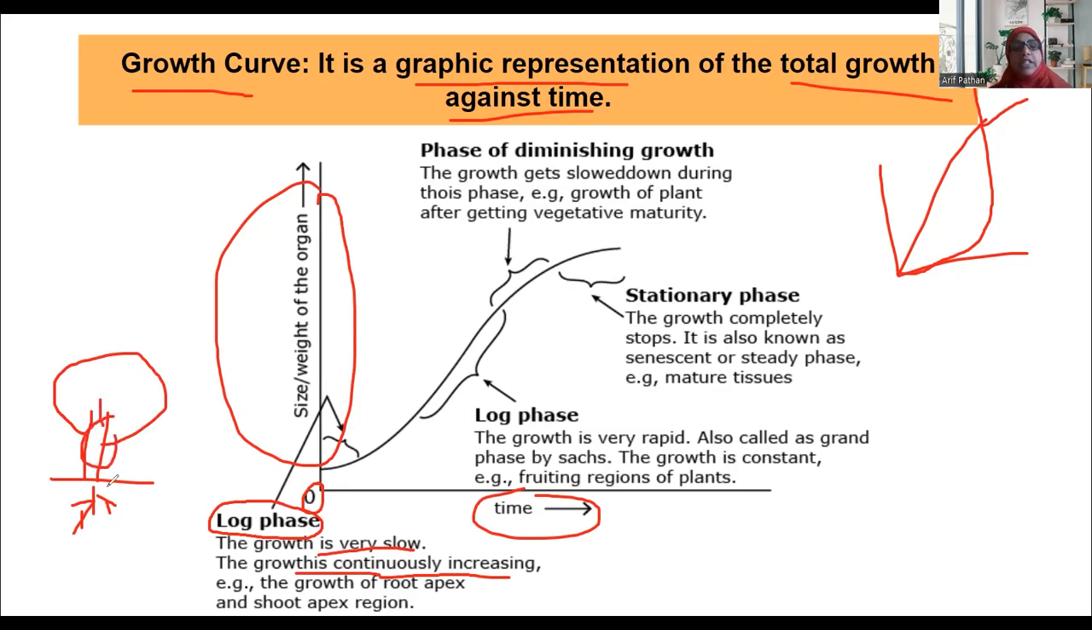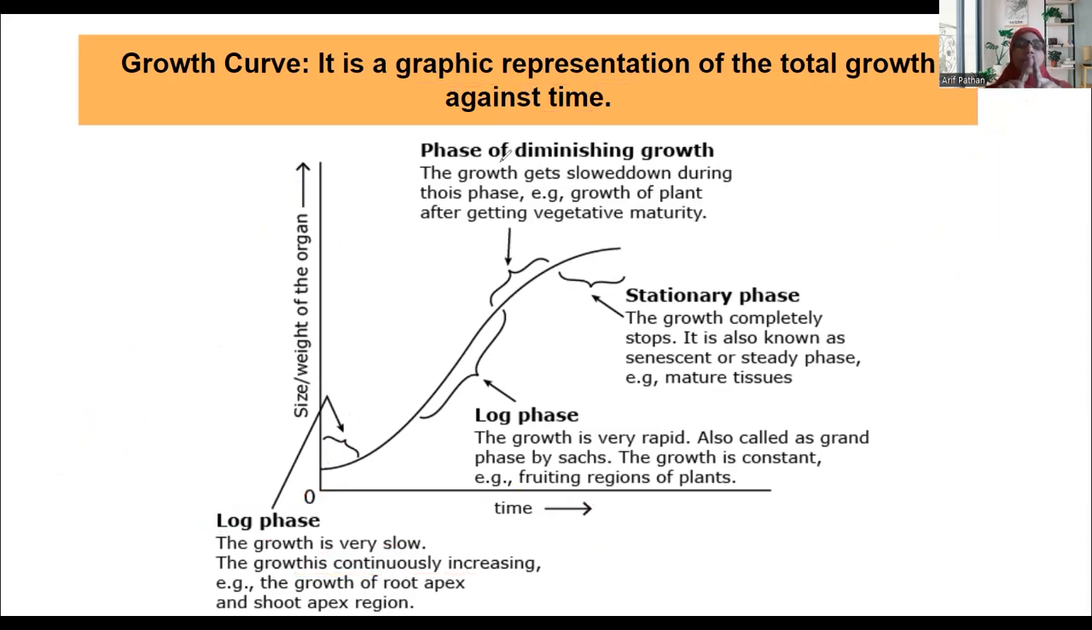So the tip of the stem as well as the tip of the root is growing slowly. In plants, growth happens bidirectionally: the shoot system against gravity, and the root system towards gravity. So the example here is the growth of root apex and shoot apex. Slow and continuous growth is happening. It takes time. It is known as the lag phase.